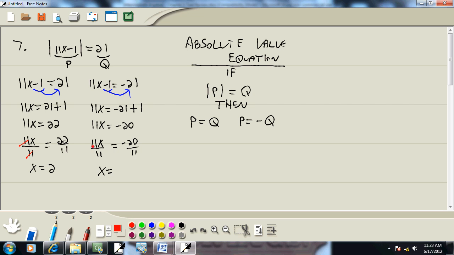And we get x equals negative 20 over 11. And these would be our two answers.